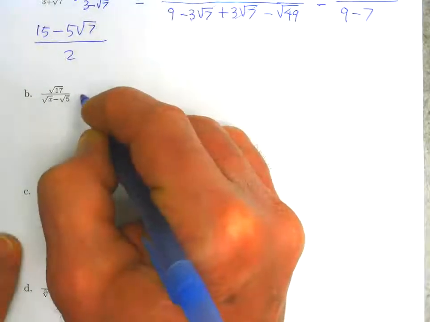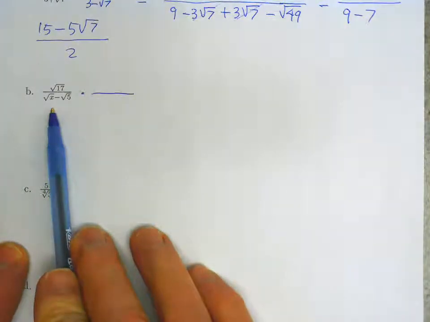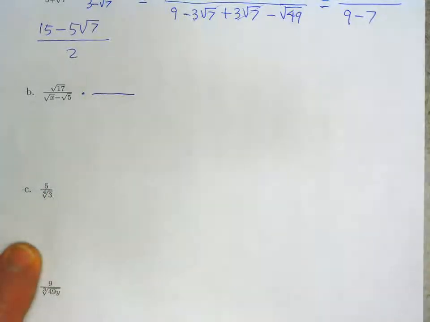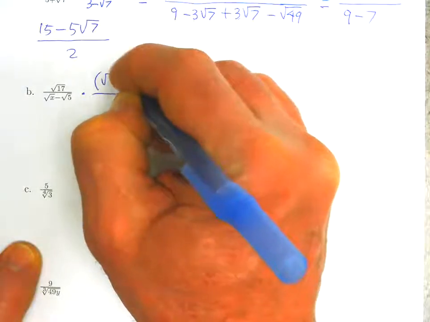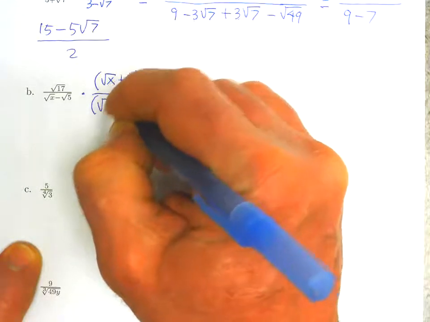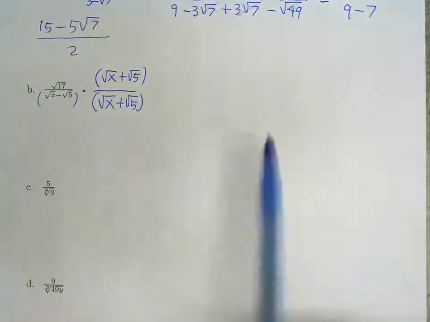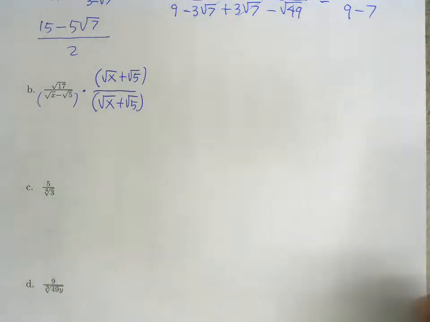Okay, the next one, I'll just tell you what to multiply by 1, or what form 1 should take, and then I'll leave the rest of that for you to do. The denominator is the square root of x minus the square root of 5. So in order to rationalize the denominator, we multiply by 1 in the form the square root of x plus the square root of 5 divided by the square root of x plus the square root of 5. Okay, so multiply all of that out and simplify, and in the end, there will be no more square roots in the denominator.